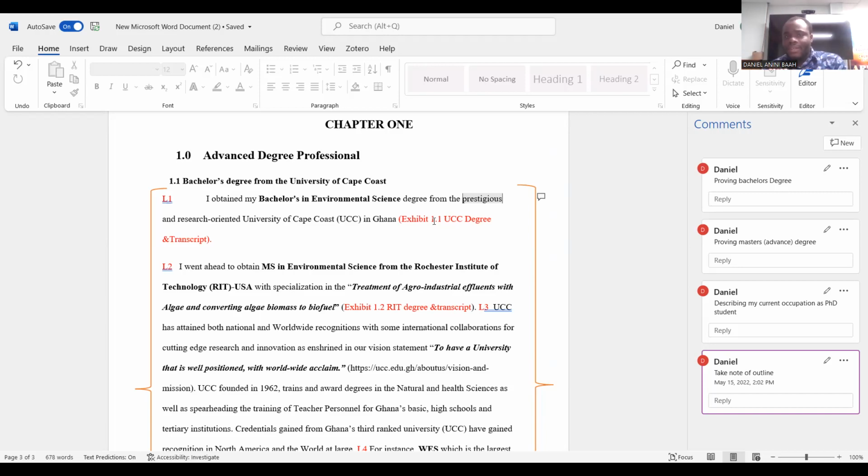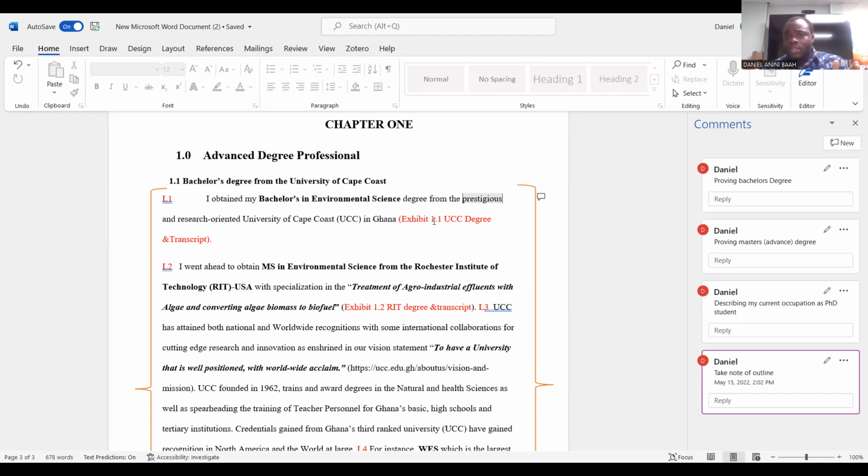And he added evidence 1.1. Now, as he wrote this, he has to print his degree and make a photocopy of it. Don't send originals until requested. If you send your original degree, you will not get it back. Please make photocopies. Only photocopies will do the magic. So the applicant will make a photocopy of his degree and on top add his transcript to it.